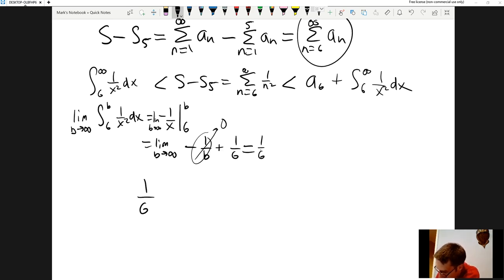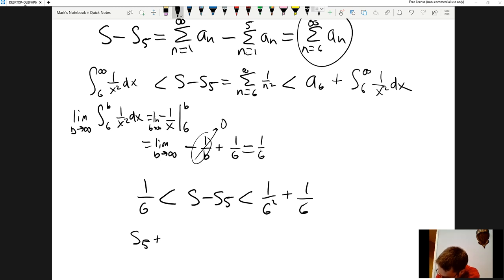And so 1/6 we know is less than S minus S5, which is in turn less than a6. The sixth term in our sequence would be 1 over 6 squared, plus 1/6. And so what we know is that our error is between 1/6 and 1 over 6 squared plus 1/6. That's how far we are off. And in fact, if we wanted to get a better estimate, we could just add S5 to each side. And so we could say S5 plus 1/6 is less than S, and S5 plus 1/6 plus 1 over 6 squared is bigger than S, the true sum.